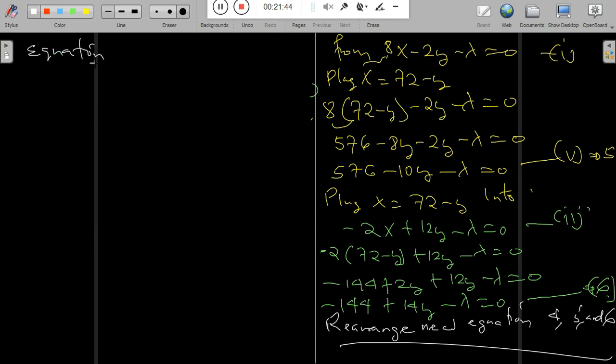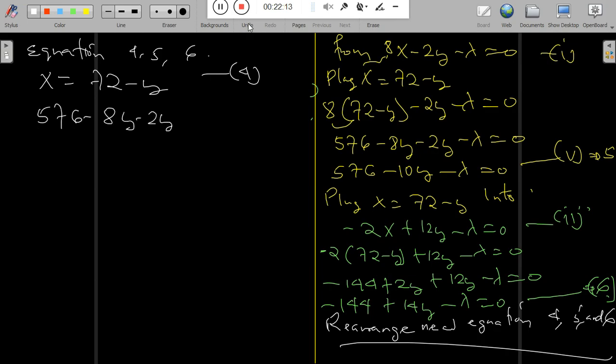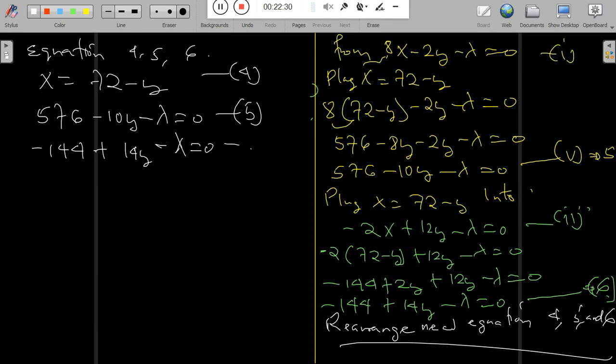So equation number 4, 5 and 6. Equation number 4 is x equals 72 minus y. Then equation number 5 is 576 minus 8y minus 10y minus lambda, equal to 0. Then equation number 6 is negative 144 plus 14y minus lambda, which is equal to 0.